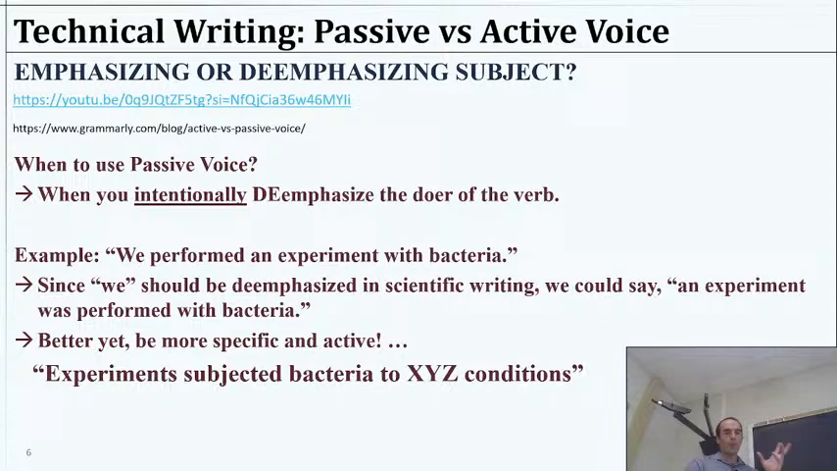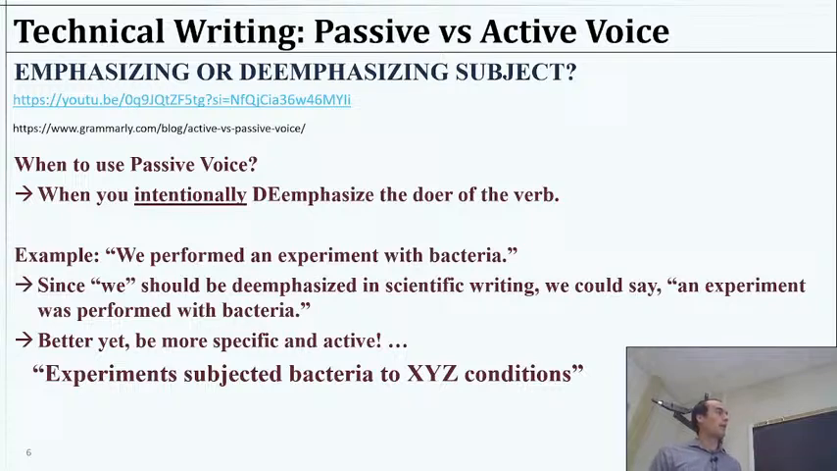So an example for an experiment, and I kind of touched on this. This is just one I sketched out. We might be trying to write about what we did in the lab. And we might think to say, we performed an experiment with bacteria. We don't want to use the word we because this is technical writing and we're trying to remove any third person pronouns. So we ought to de-emphasize that. So we could simply say an experiment was performed with bacteria.